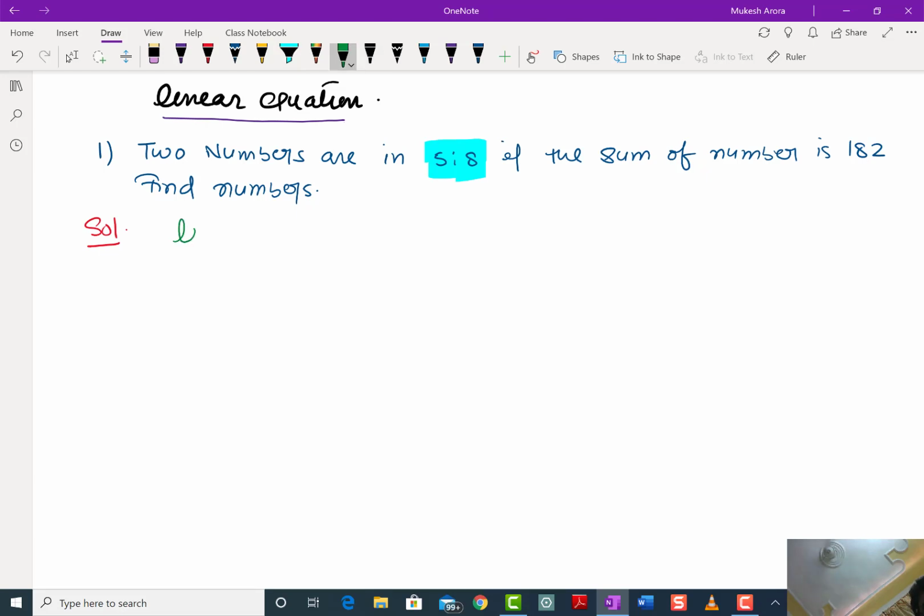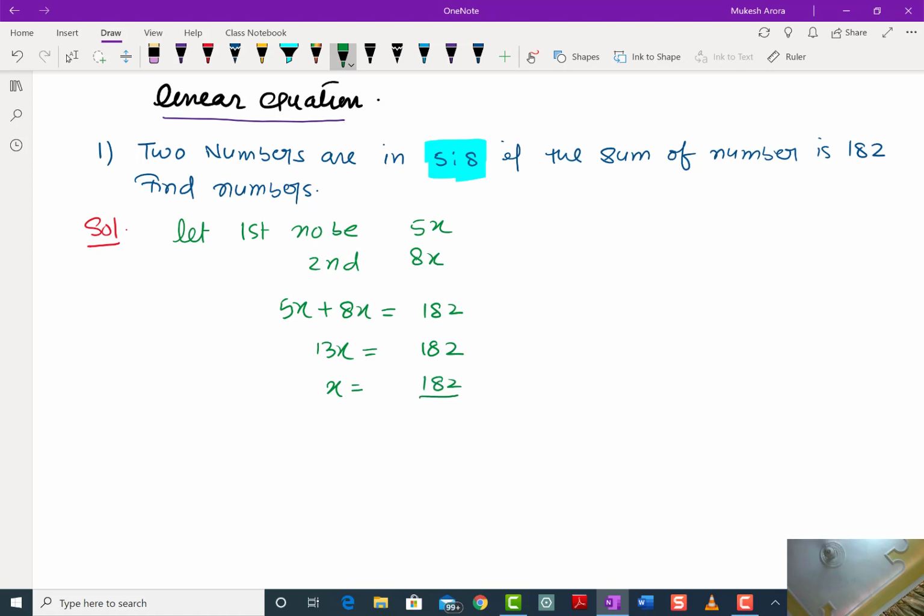So let the first number be 5x and the second number will be 8x. Sum: 5x plus 8x is equal to 182. Now what we'll do, add: 13x is equal to 182. 13 is being multiplied here, so when we shift to the other side it will be divided. Very good. 182 by 13, answer is 14. The value of x is 14.